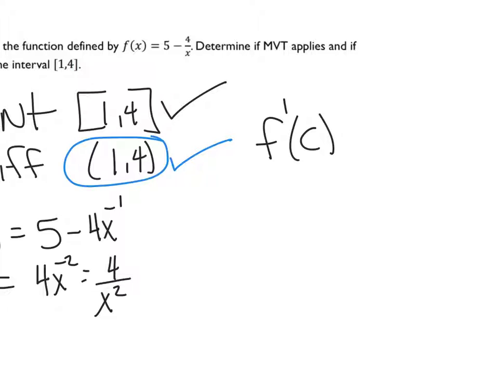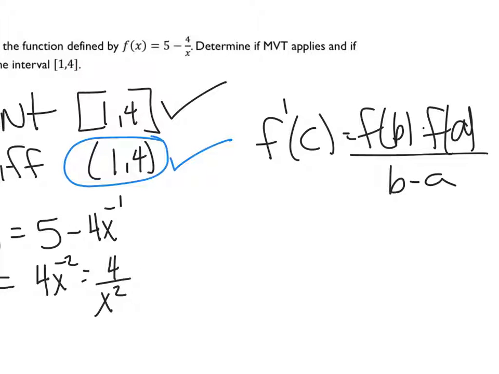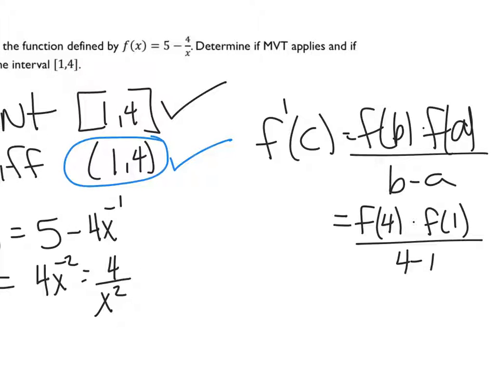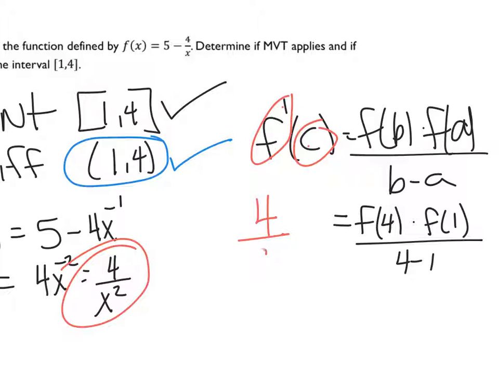F prime of c equals f of b minus f of a all over b minus a. Let's do the average rate of change: f of 4 minus f of 1 all over 4 minus 1. Now the f prime side. All I have to do is take the derivative, which we just did here. So I'm going to get 4 over, and f prime of c means take the derivative and plug in c, so I'm going to call it 4 over c squared.